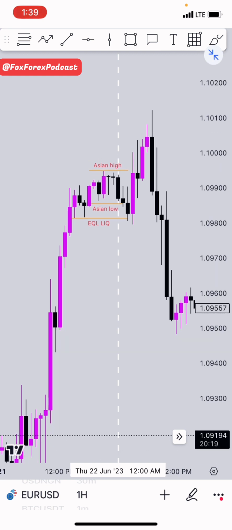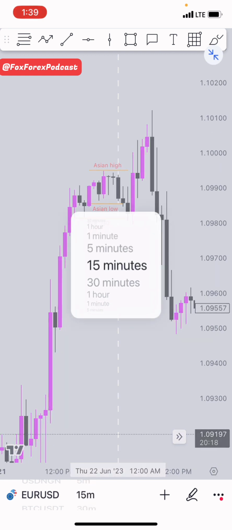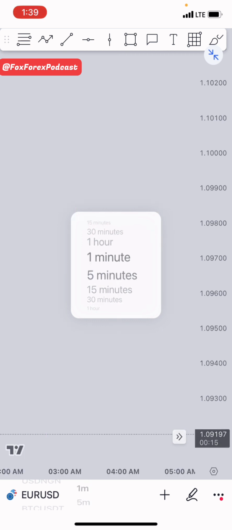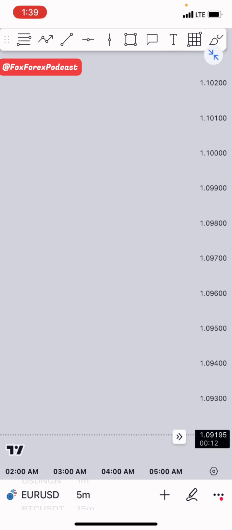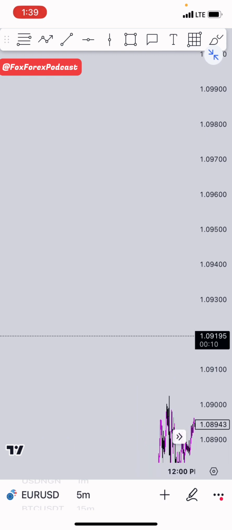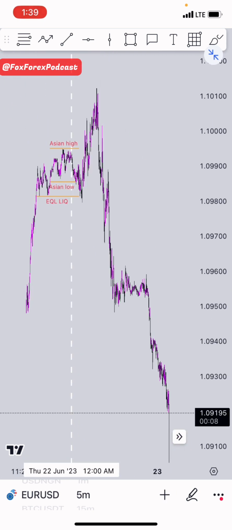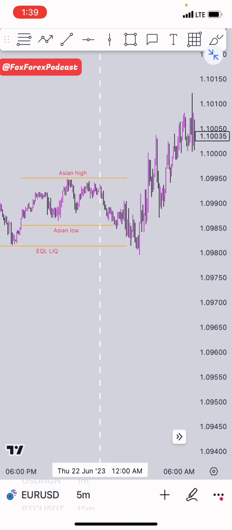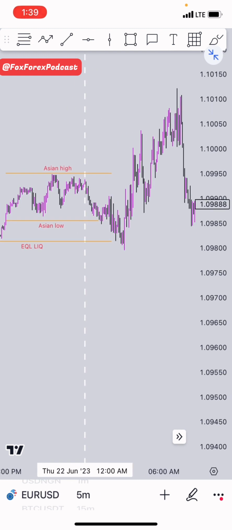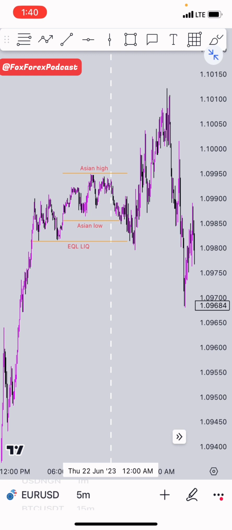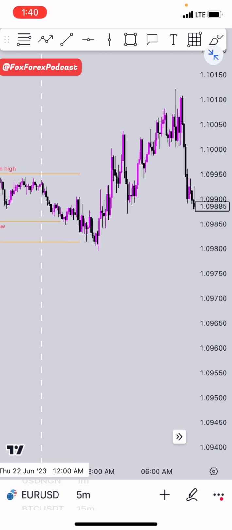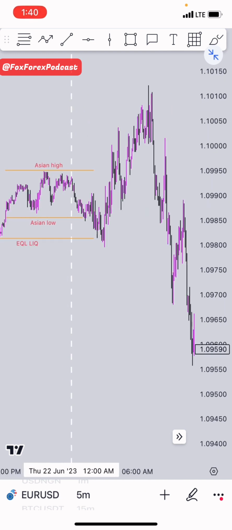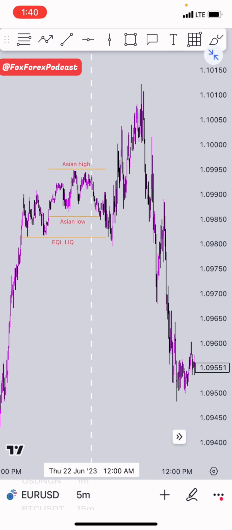So we went on the lower time frame. I'm going to take it down right now to the 1 minute. Let me go to 5 minute first. So we go to the 5 minute time frame, and there's clearly a break of structure. You can see Asia high, Asia low, then the equal lows. You can see price took it out. Now see what price even did. Price also gave a third reaction from those equal lows.